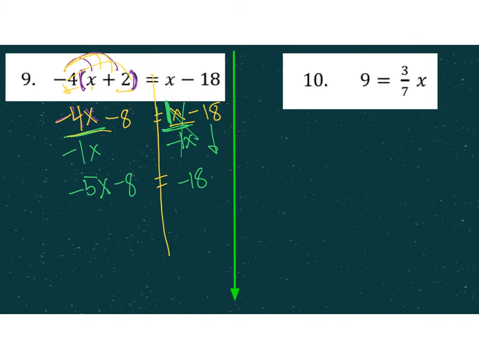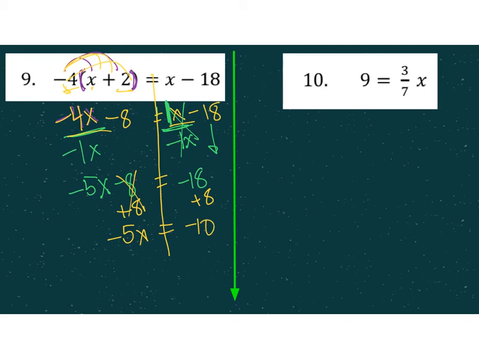Now I'm going to cancel the constant. When I cancel the constant, that means I need to add 8 to both sides. So negative 8 plus 8 makes my 8's disappear. I'm left with the negative 5x, so I have less around the x, which is my goal. I'm trying to get that x by itself. Negative 18 plus 8 gives me negative 10.